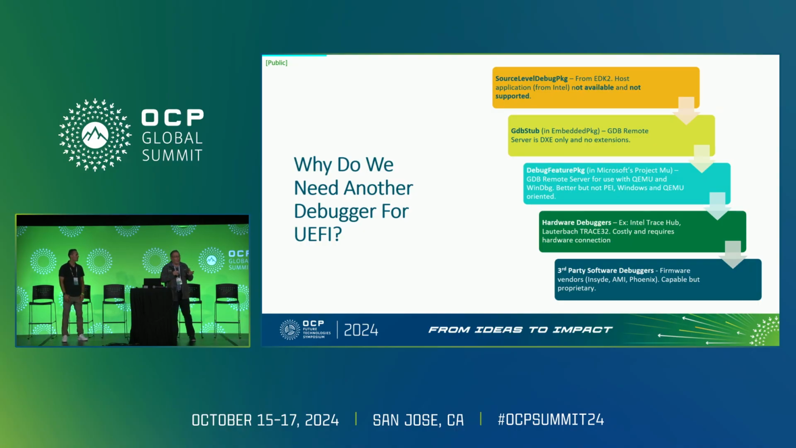Well, that is a debugging solution, but unfortunately the host application has disappeared from the website. It's no longer available. There is a GDB stub, so if you want to use GDB, you can use the stub that's out there in the embedded package. There is, from Microsoft within their Project Mu, the debug feature package, which does have some things, but works only with WinDebug, if you want to go that direction.